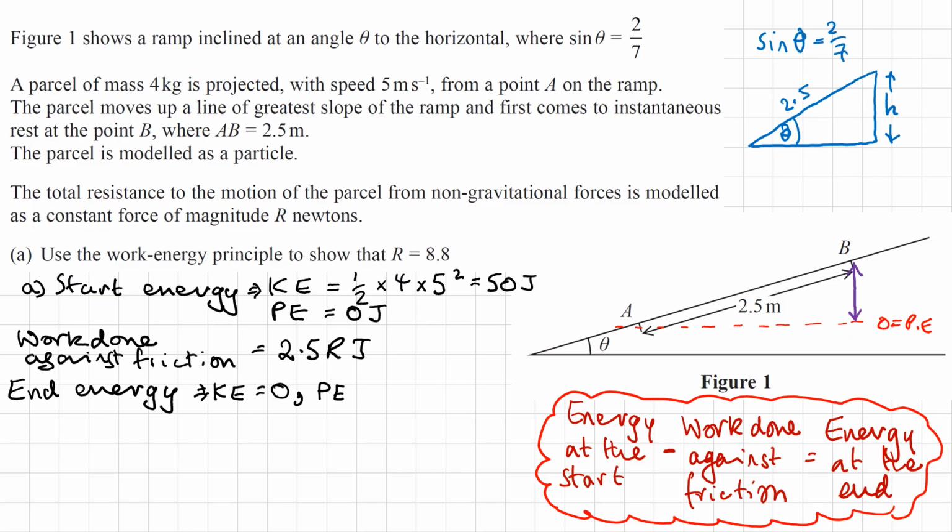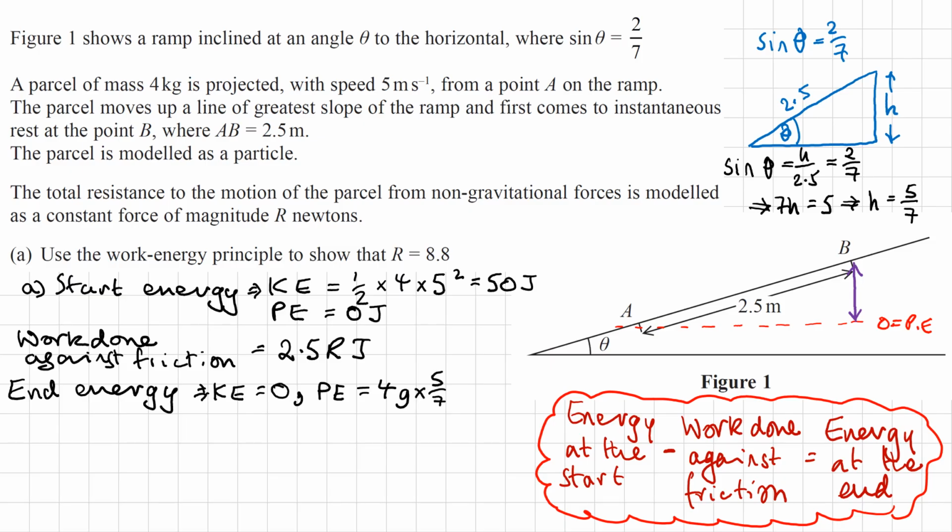and I know that sine theta is equal to 2/7. So I know that sine theta is going to be equal to the opposite over the hypotenuse. So that's going to be h over 2.5. But I also know that sine theta is equal to 2/7. So I can use this here by cross multiplying, for example, to work out what h is. So I'll have 7h is equal to 5. So the exact value of h is going to be 5/7. So the gain in potential energy, which is going to be the potential energy I have at the end, is mgh. So that's m, g, and then h, which is 5/7.